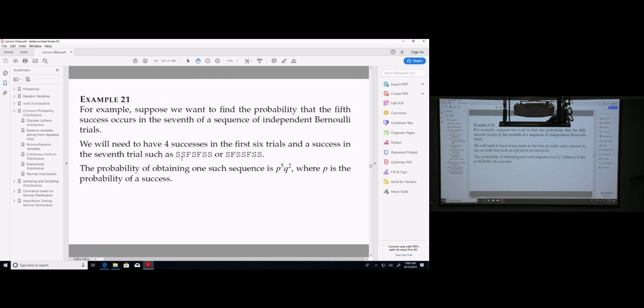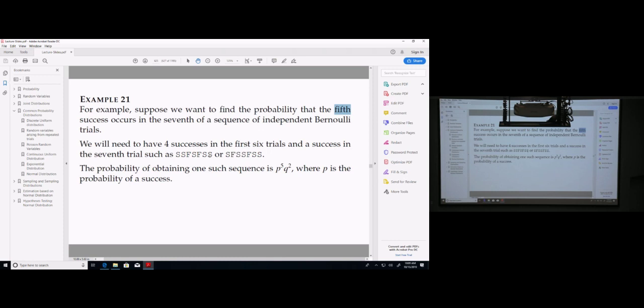Okay, for example, suppose we want to find the probability that the 5th success occurs in the 7th of a sequence of independent Bernoulli trials. So this slide is trying to explain how we get to this. So this is one possibility.